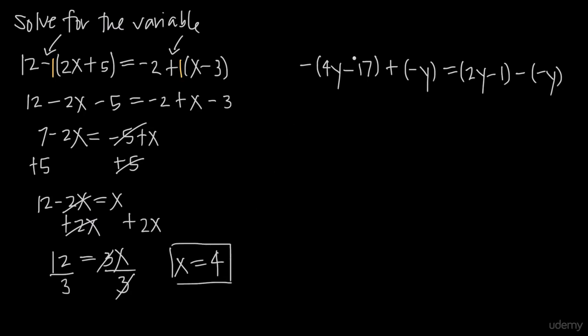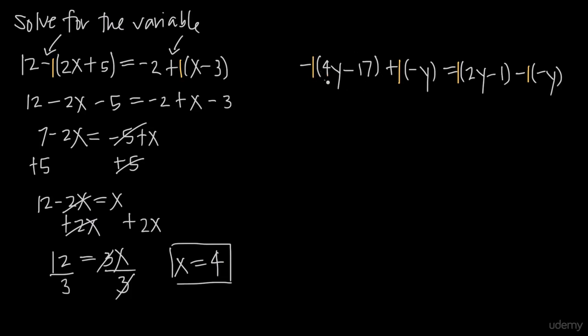Now, if we look at a second example here, we have negative quantity 4y minus 17 plus negative y is equal to quantity 2y minus 1 minus a negative y. So again, we want to deal with our parentheses first here. We have an implied negative 1 in front of this 4y minus 17. We have an implied 1 in front of this negative y, an implied 1 in front of this 2y minus 1, and an implied 1 in front of this negative y. So now we just want to distribute these negative or positive 1s across whatever we have inside the parentheses.